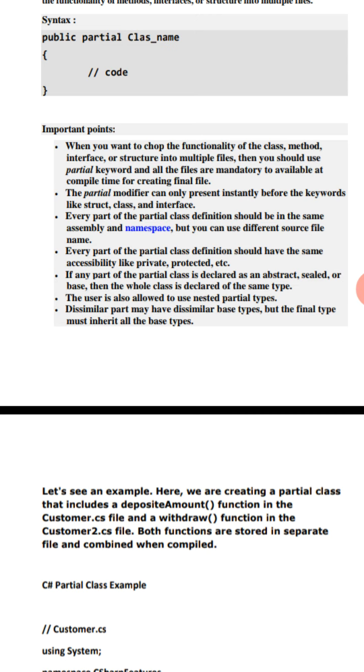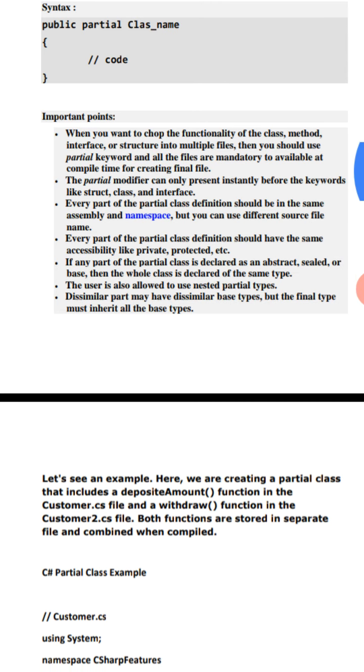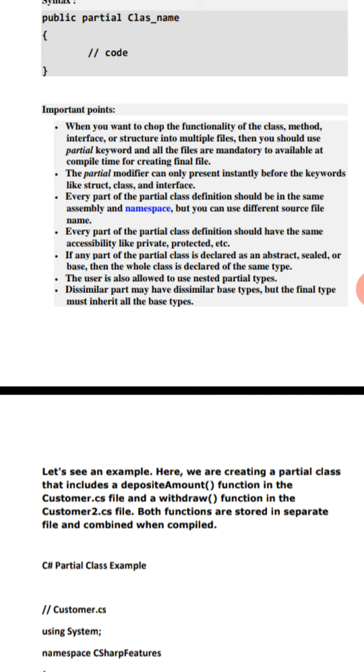Every part of the partial class definition should be in the same assembly and namespace, but you can use different source file names. Every part of the partial class definition should also have the same accessibility, like private, protected, etc.